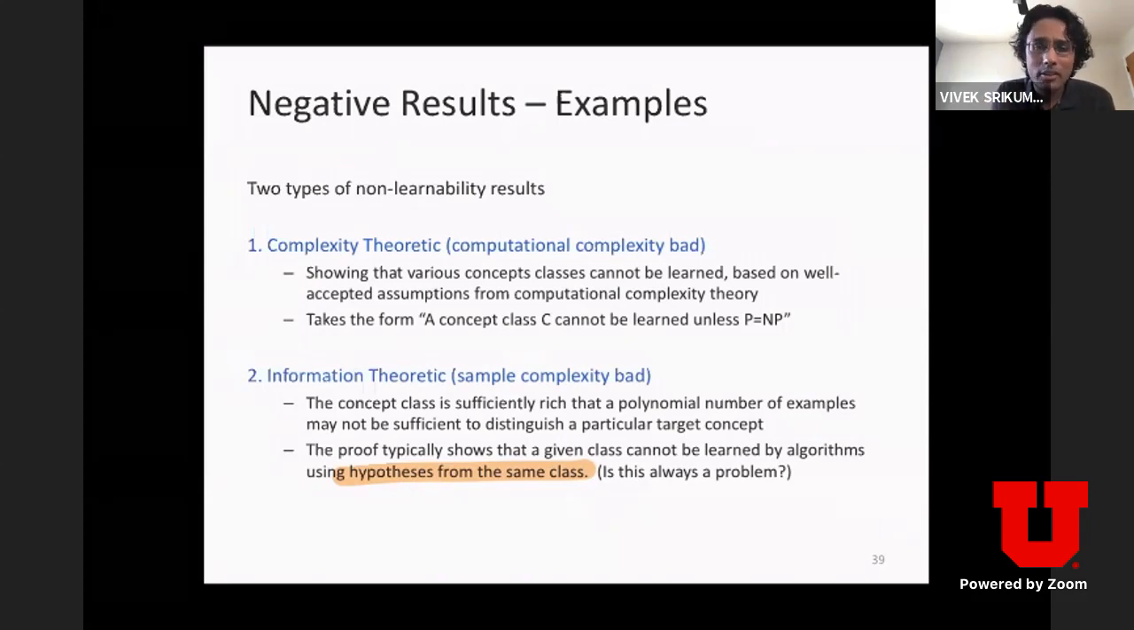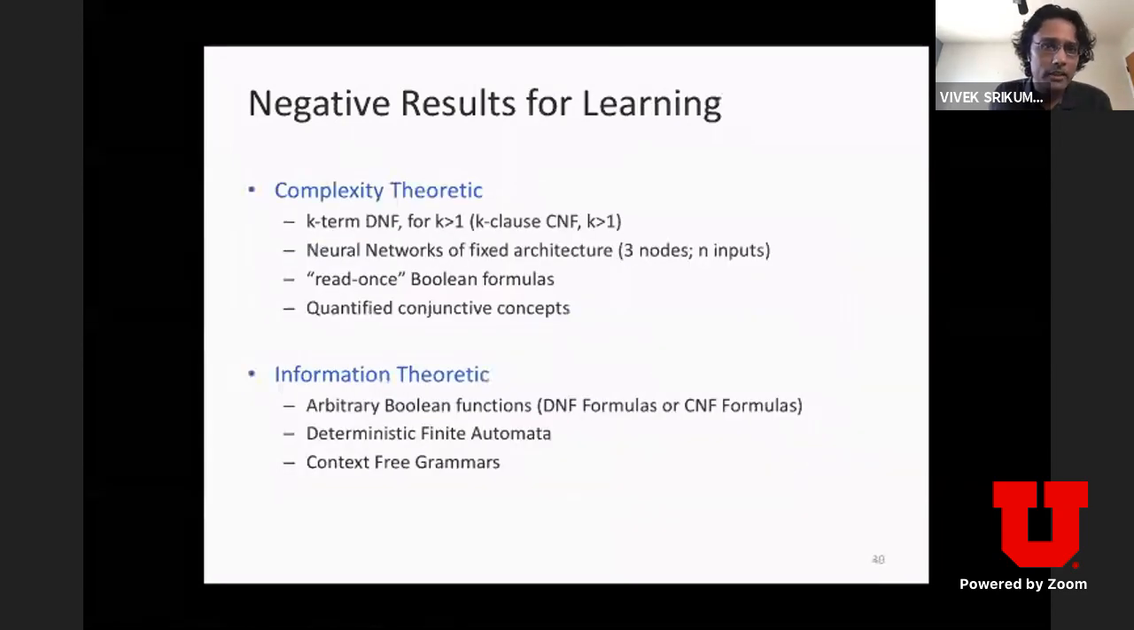You should think about whether this is always a problem. You may be able to make some approximations, change the definitions a little, and move around. So let me list out a few negative results from the complexity theoretic point of view, namely from the computational point of view. K-term DNF, we just saw that in a little bit more detail. K-term DNFs are intractable to learn from a time complexity point of view.